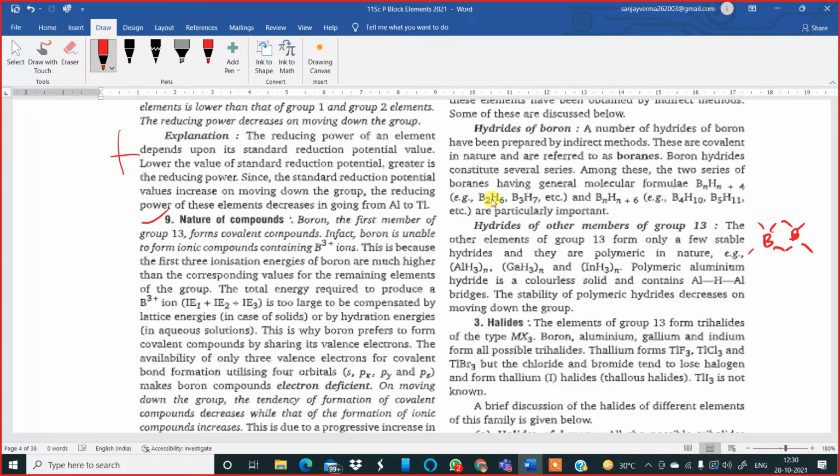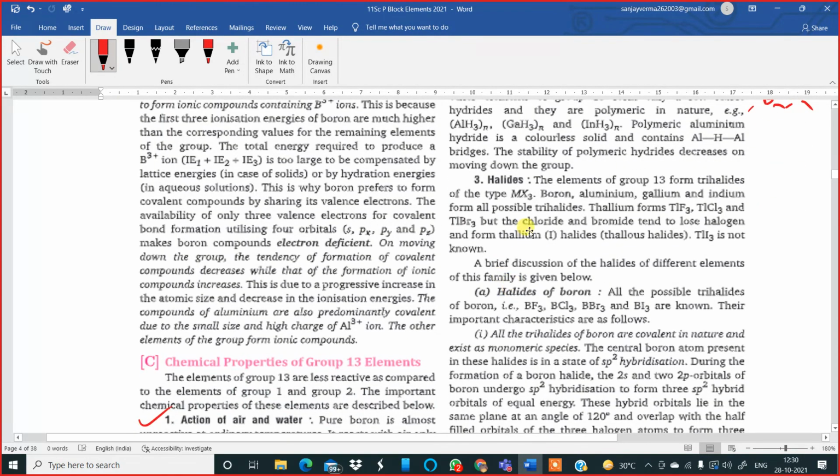Then coming to the halides, the elements of group 13 form trihalides of the type MX3 because the oxidation state is +3.